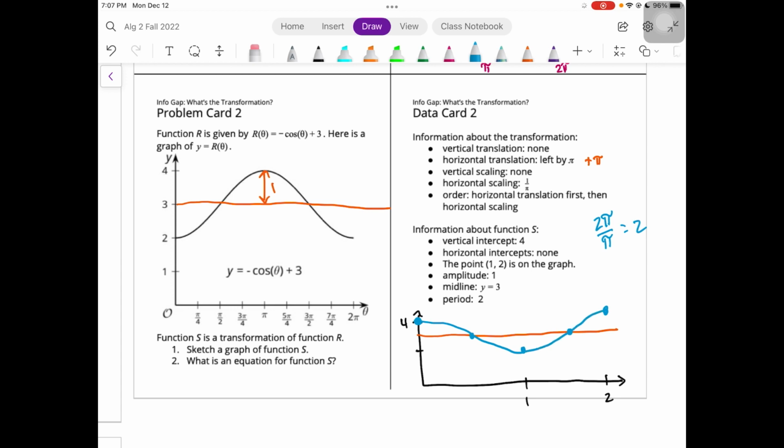Okay, and so our equation will be S of theta is equal to, it was still negative cosine, but we shifted it, pi theta plus pi, and then plus 3. Because we did our horizontal translation first, and then we did our horizontal scaling.